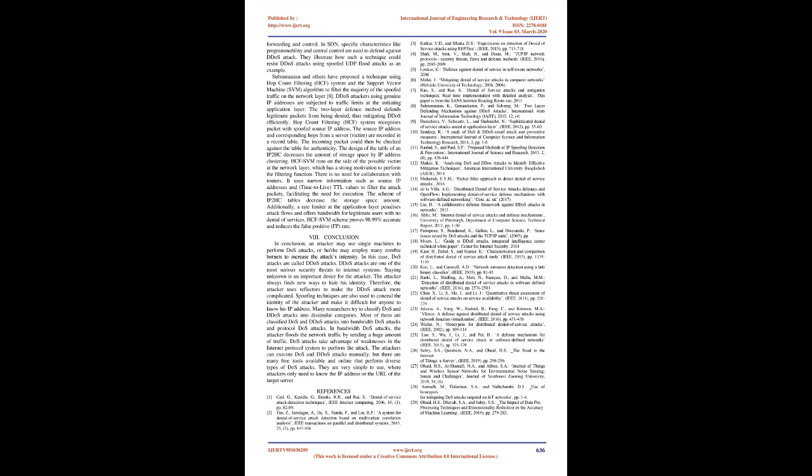Staying unknown is an important desire for the attacker. The attacker always finds new ways to hide his identity. Therefore, the attacker uses reflectors to make the DDoS attack more complicated. Spoofing techniques are also used to conceal the identity of the attacker and make it difficult for anyone to know his IP address. Many researchers try to classify DoS and DDoS attacks into dissimilar categories.